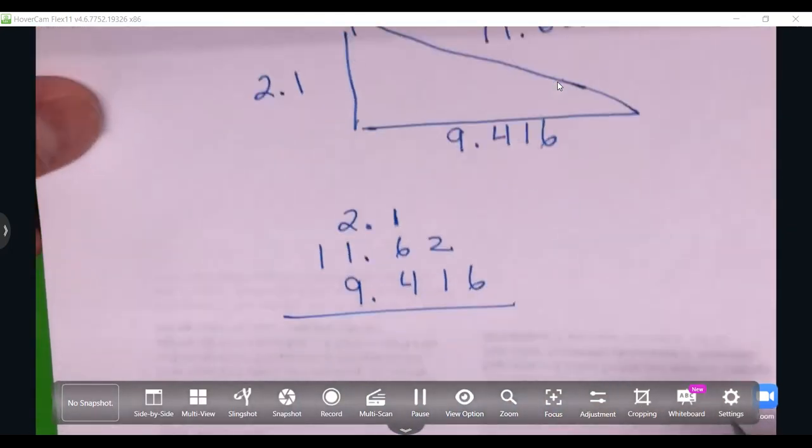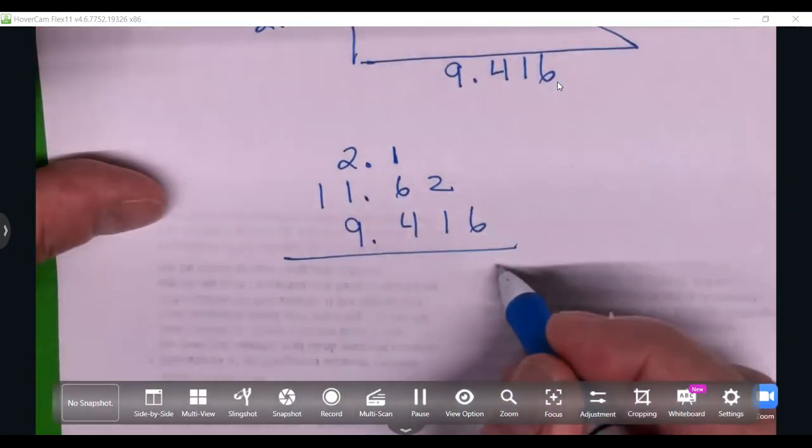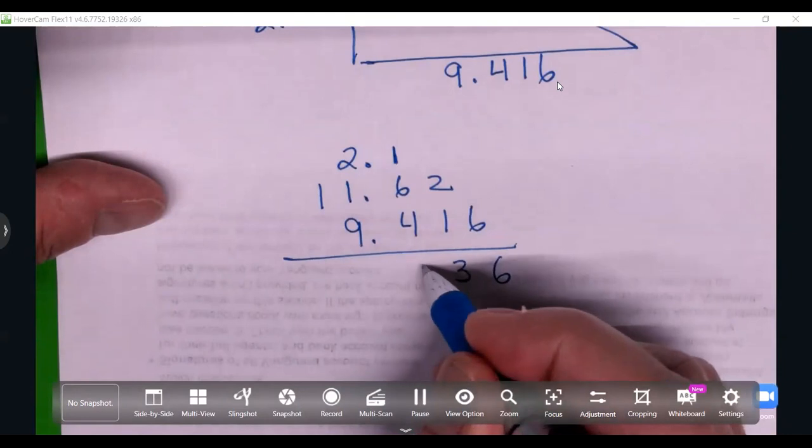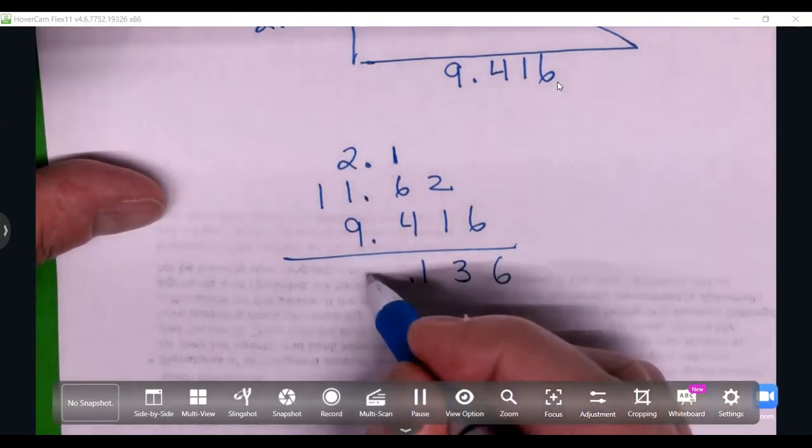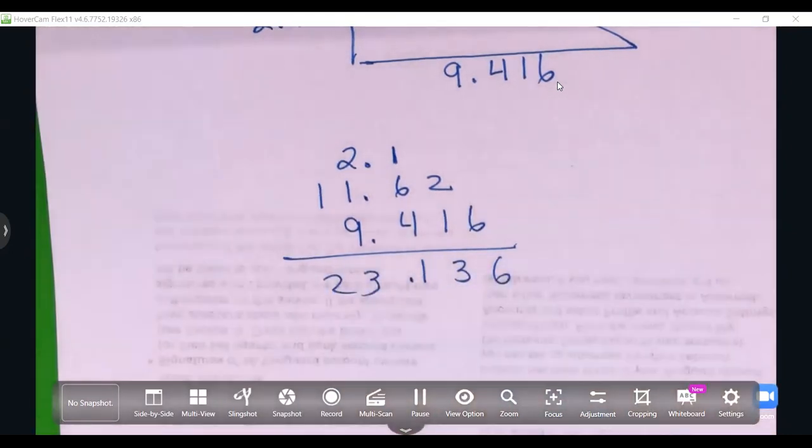Because your calculator doesn't lie, and your calculator is going to give you 6, 3, 11. Am I doing this right? 3, 4, 13, 23.136. Okay. 23.136. If you look the answer up in the back of the book, it is not going to be 23.136, correct?